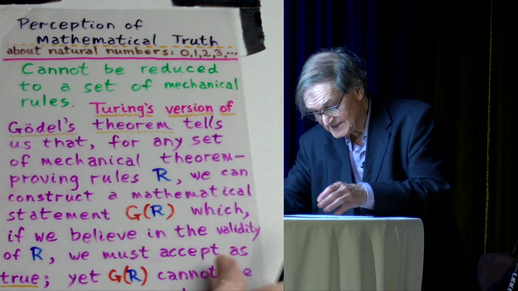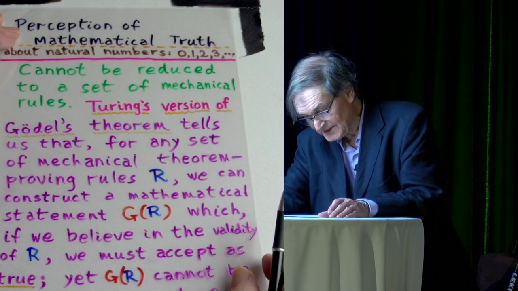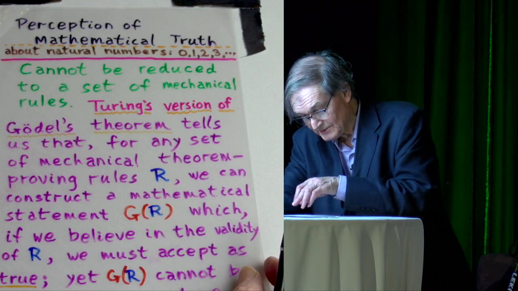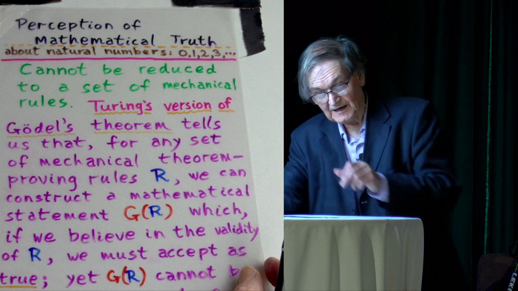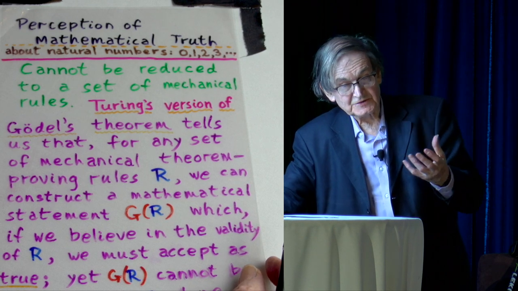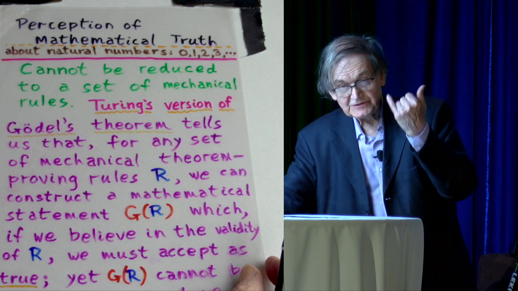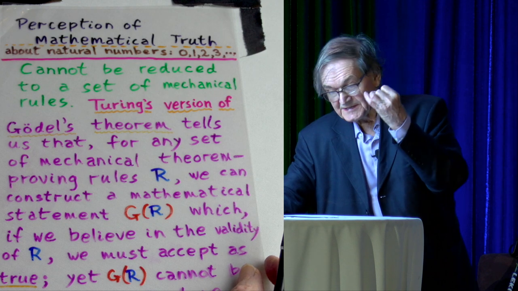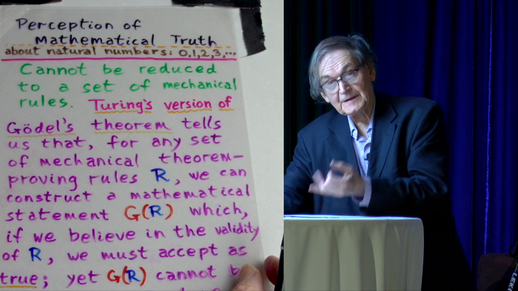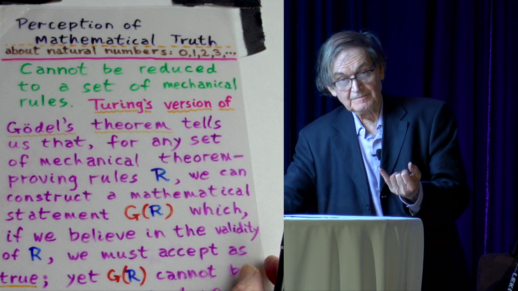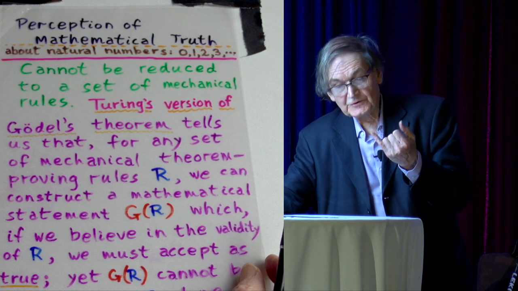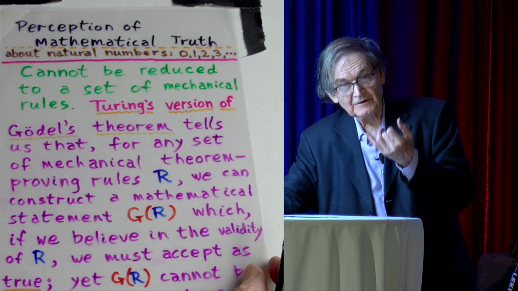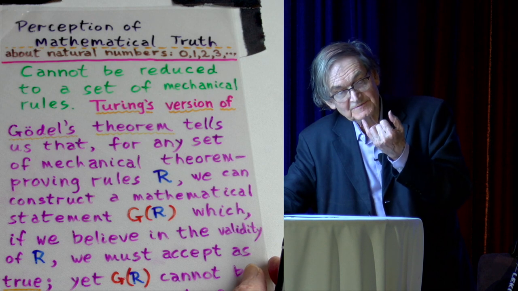Okay, if you have a set like that, that you trust what the rules give you, well, Gödel shows that there is a statement, G of R, which, dependent on those rules, you can see two things. One is that it is not derivable by the rules, and secondly, it's true. How do you know it's true? You know it's true by virtue of your trust in the rules. So it's a very strange thing.